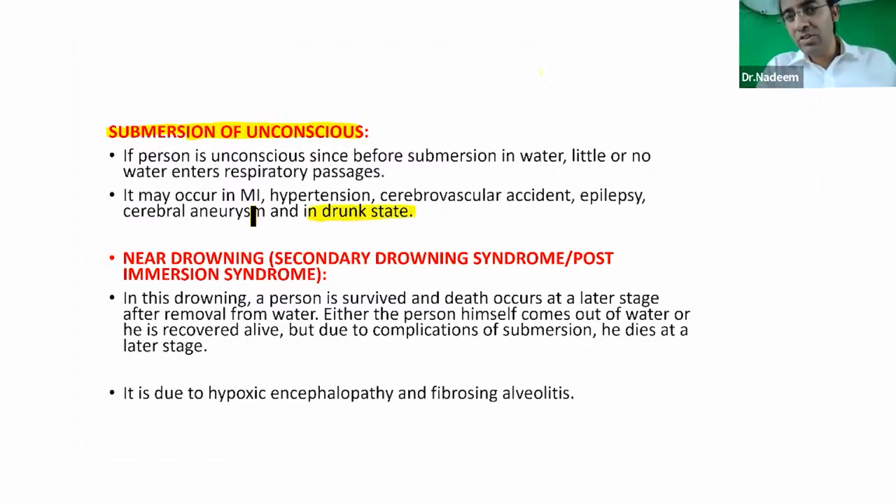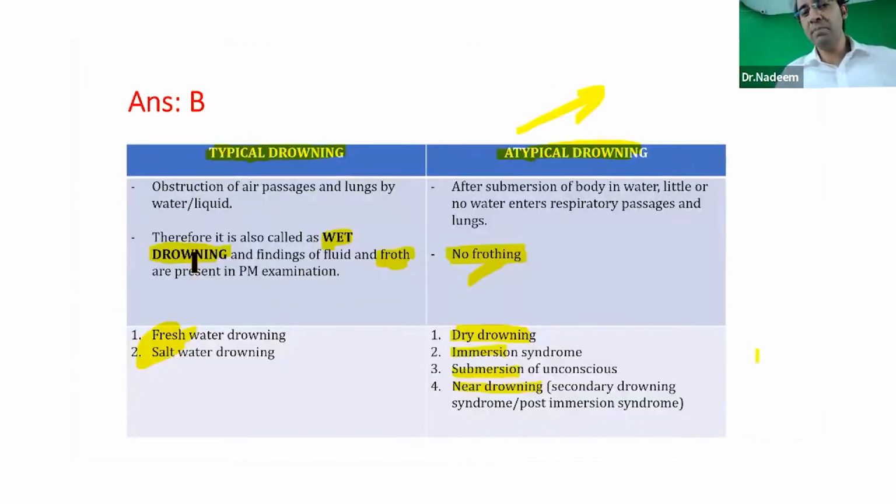Submersion of unconscious. Near drowning, or secondary drowning, or post-immersion syndrome. First of all, after the drowning, he survived. After a few days, he died because of a secondary complication, because of sepsis, because of encephalopathy. That is called near drowning. These 4 points are important.